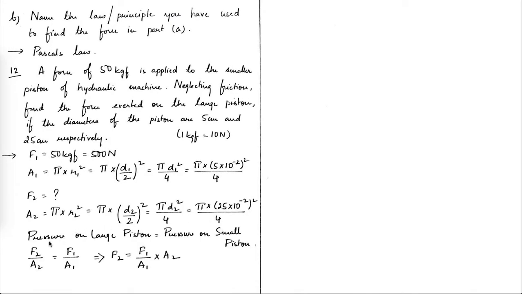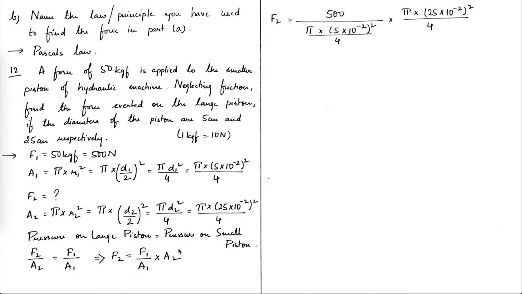Now we would be writing the Pascal's law, that is pressure on large piston will be equal to pressure on small piston. So we can write F2 by A2 is equal to F1 by A1. We need to find the force on the larger piston. That means we need to find F2. So A2 goes to the other side and we get F1 by A1 into A2.